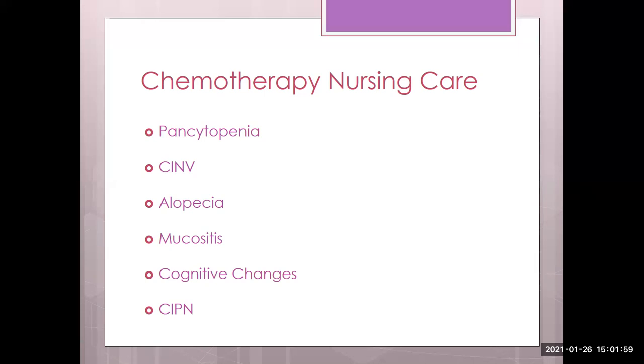A couple other side effects in regards to chemo that I didn't mention or that aren't specific on here, just some general things. Chemo overall can decrease bone density, so it puts patients at higher risk for osteoporosis. It can cause cardiac muscle damage and hemorrhagic cystitis, so it can cause bleeding, urinary cystitis.